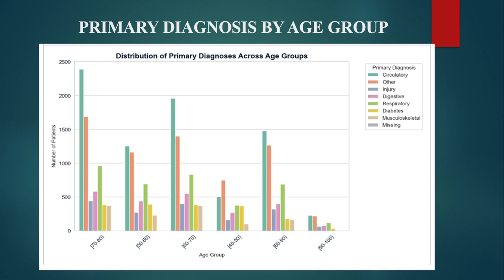Younger groups show slightly more variety, including injuries and digestive issues, while the oldest age bracket, which is 90 to 100 years, has fewer total cases overall.